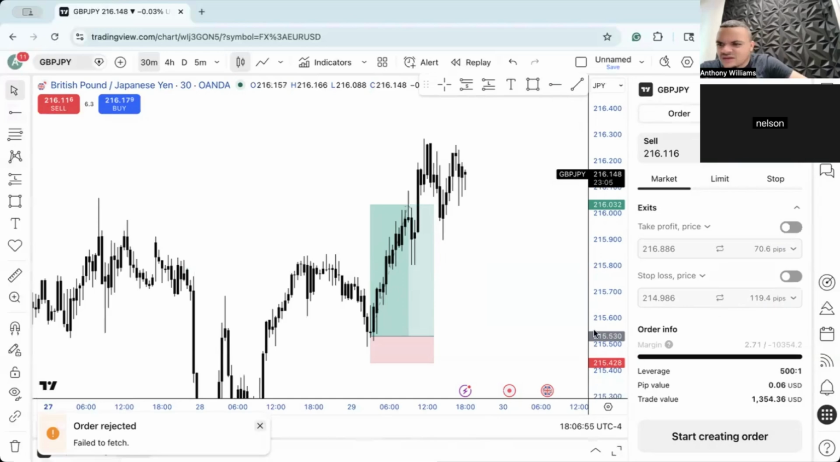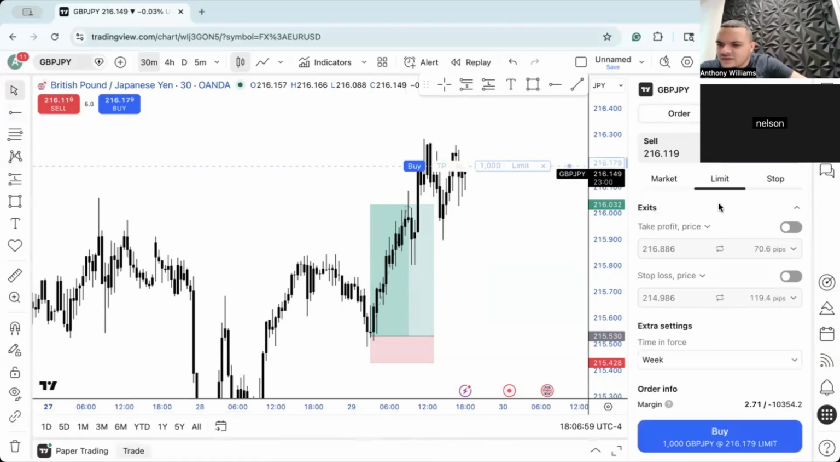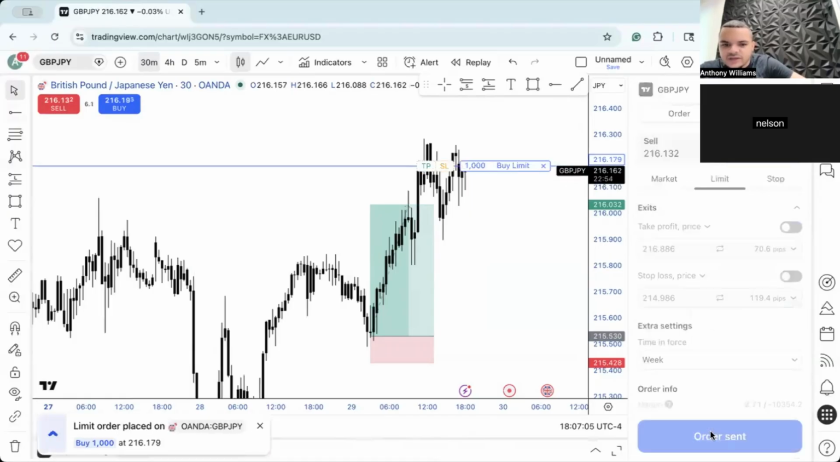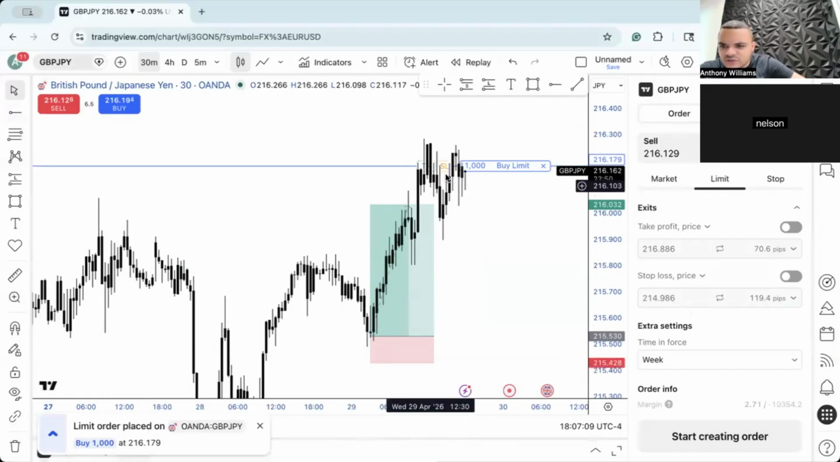Yeah, I see it. So what I do, I'm always on limit in the middle, right there in the middle, and then I put it all in there under limit. Not sure, let me hit buy. Okay, boom. So it's on limit. It's buying.